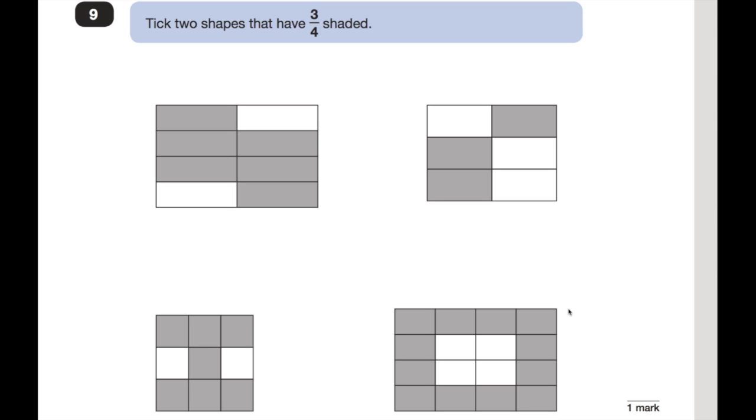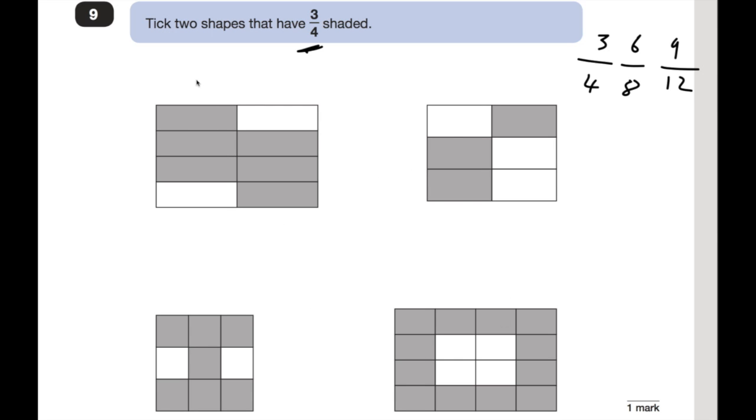For number 9, it's testing our knowledge of equivalent fractions. It says tick 2 shapes that have 3/4 shaded. Now for your equivalent fractions, you know that 3/4 is the same as 6/8. It's also the same as 9/12, and we could keep going, but I have a feeling that this will pretty much cover most of these.